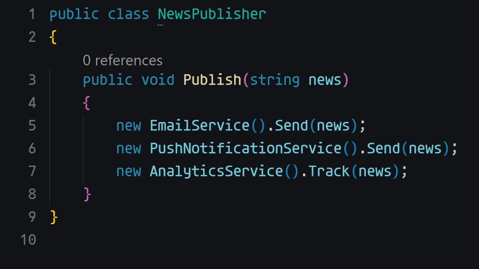You have a news publisher class, and in the publish method, you create those services and call them. Looks fine, right? Until now the product says we also need SMS notifications. So you change the class. Then marketing says remove analytics for now. So you change the class. Then tomorrow, something else. This class never stops changing.